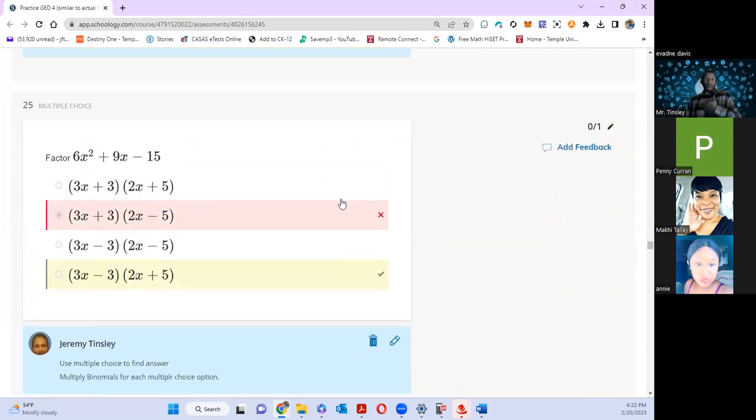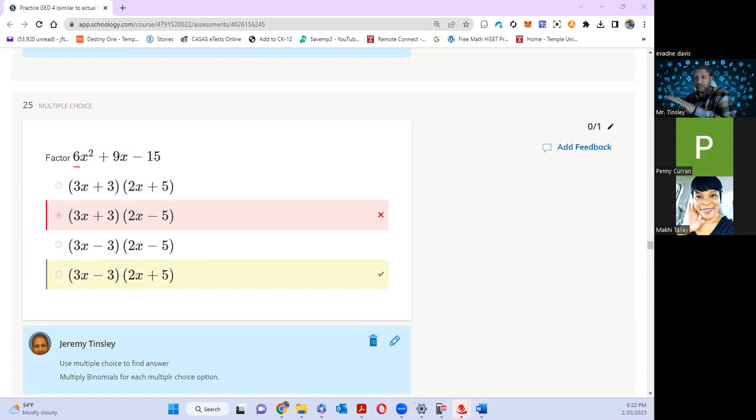What I would do is, I wouldn't try to factor this. If I were you, I wouldn't try to factor this. Well, Mr. Tinsey, how are we going to get the answer? I'm about to show you. When they give you multiple choice, if they're asking you to factor, and the leading coefficient is not equal to 1, what I would do is multiply binomials for each of the multiple choices.